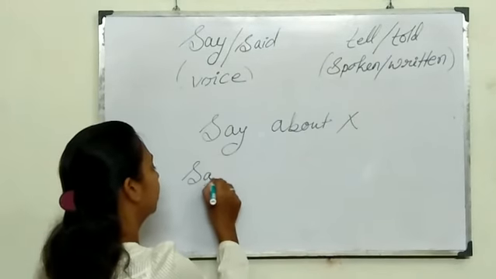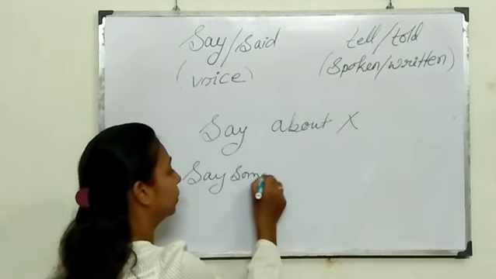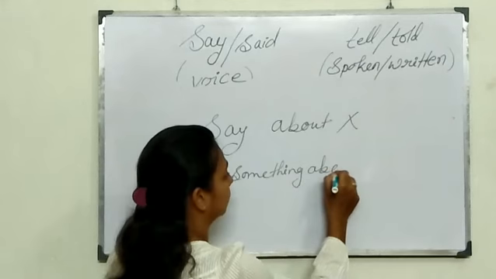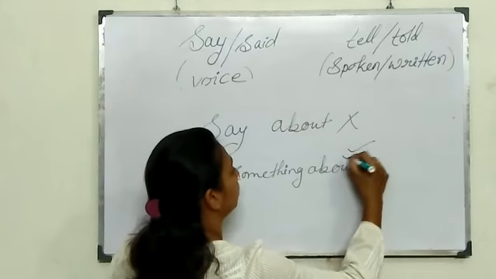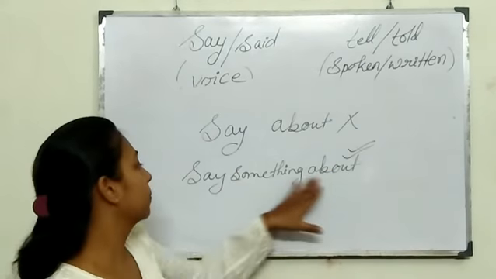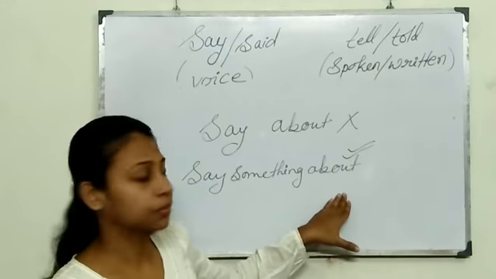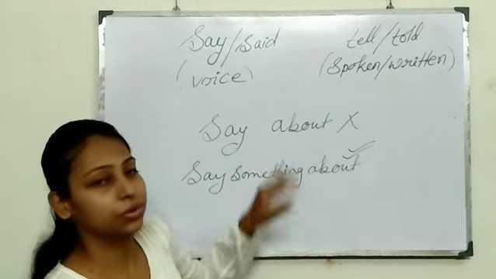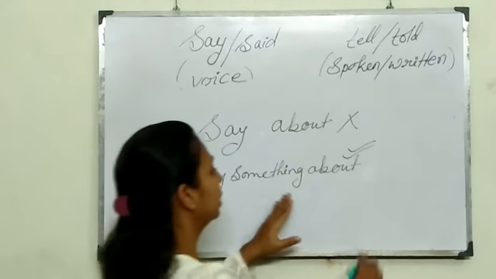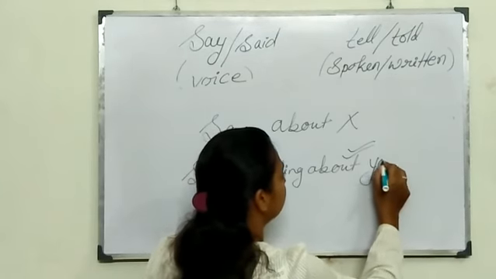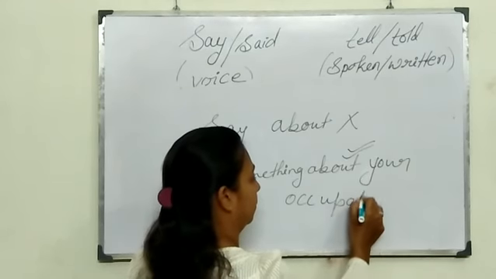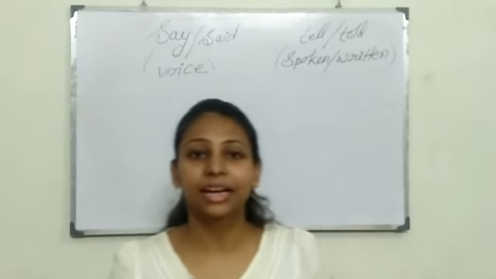Like say something about. This is going to be the correct use of say with about. Say something about. Directly you cannot use say about. Say something about, like your occupation. So this was all about say and tell.